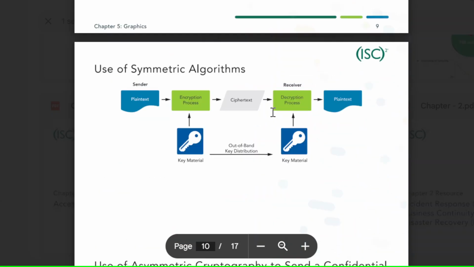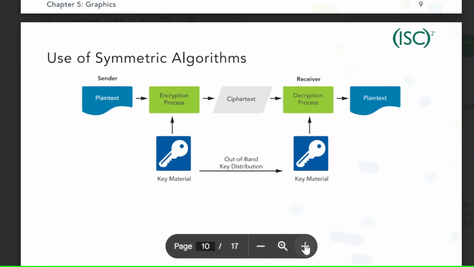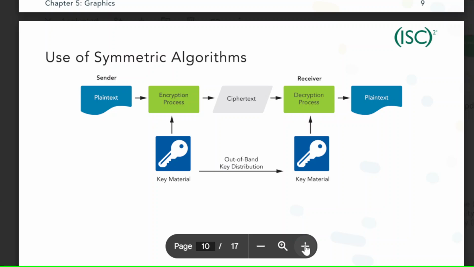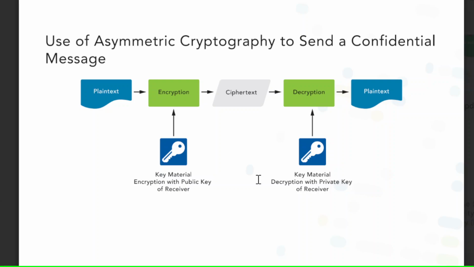And next we have the use of symmetric encryption. So you need to have better clarity on encryption, symmetric and asymmetric algorithms. In the symmetric algorithm, we have a sender, the encryption process, then the ciphertext, then the receiver's decryption process, and the plain text. Here we'll be using key material, out-of-band key distribution, and in asymmetric cryptography we send confidential messages such as plain text, encryption, ciphertext, decryption and the plain text.